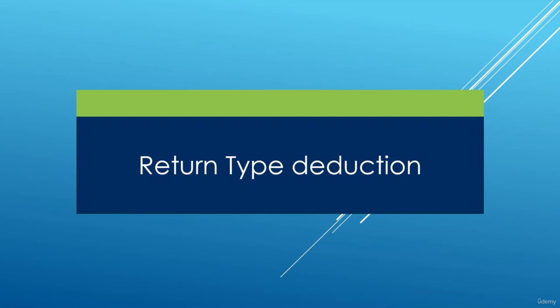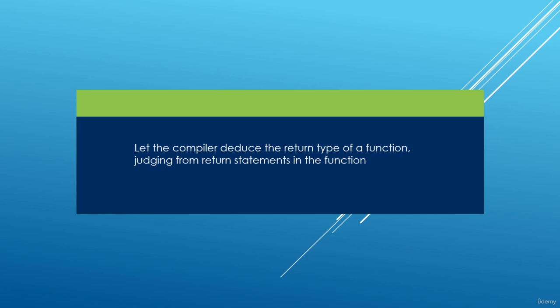In this lecture, we're going to learn about return type deduction in functions. Return type deduction in functions is really about one thing: letting the compiler deduce the return type of a function, judging from the return statements in your function. Let's look at a simple example here.